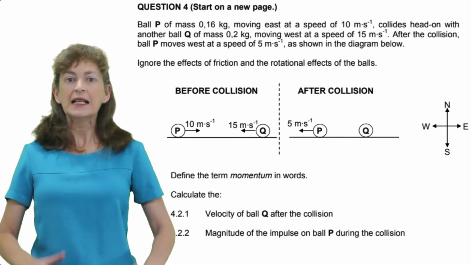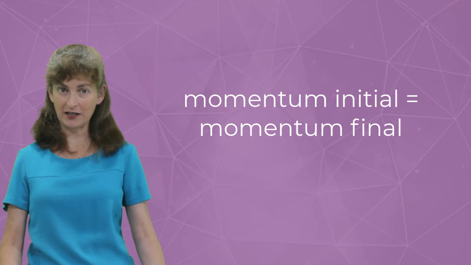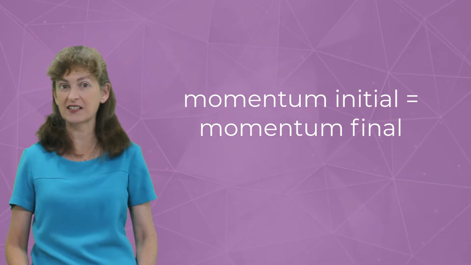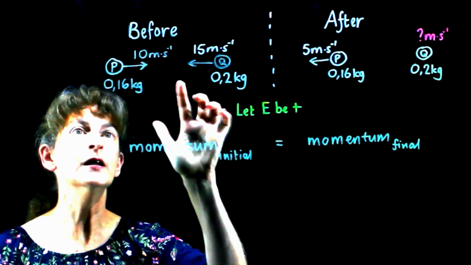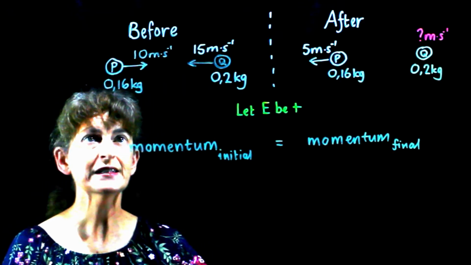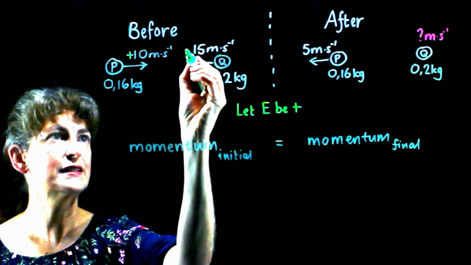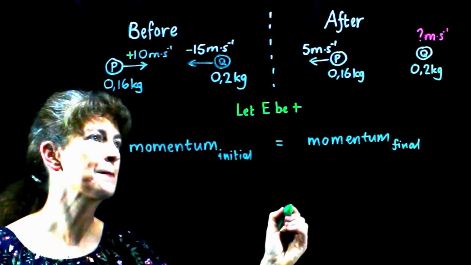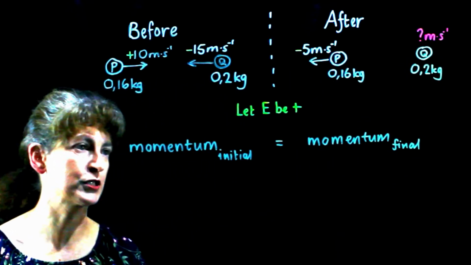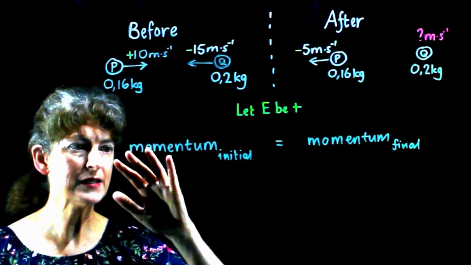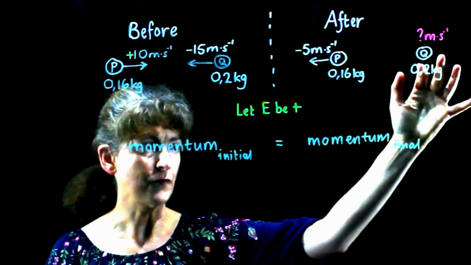So now, let's substitute the values we have into our equation, being careful to pay attention to the signs for direction. We've decided that east should be positive. So this one's moving towards the east, so that's positive 10 meters per second. This one's to the west, negative 15 meters per second. To the west, negative 5 meters per second. We're trying to find this value out. We know that momentum of the whole system initially is equal to the momentum of the whole system.